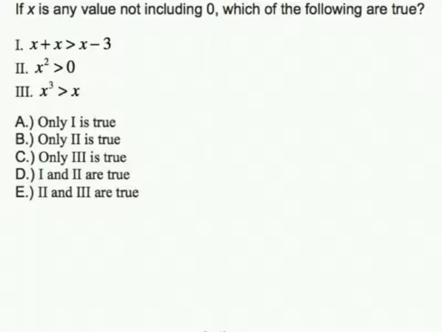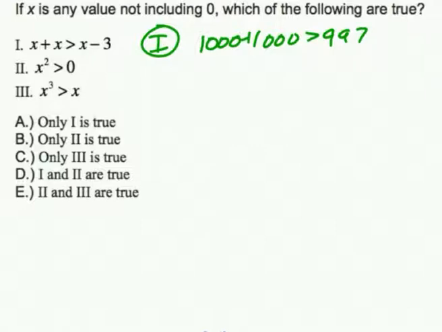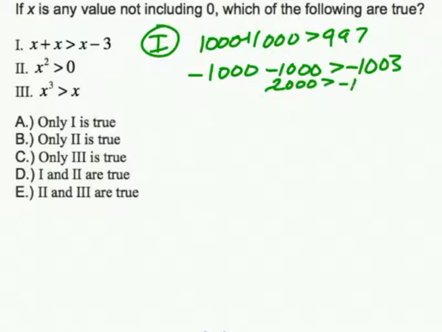So I choose obnoxious numbers. So let's say for number 1 here, I choose 1,000. So 1,000 plus 1,000 is greater than, if I subtract that real quick, yeah, that's true. 2,000 is greater than 997. Let's try an obnoxious negative number, though. So like negative 1,000 minus 1,000 is greater than negative 1,003. I don't know about that. Negative 2,000 is not greater than negative 1,003. So that's a problem for me. I can't use that. So that's not true.